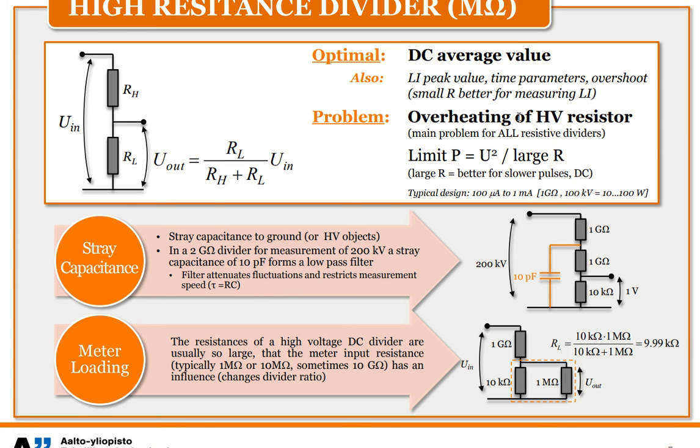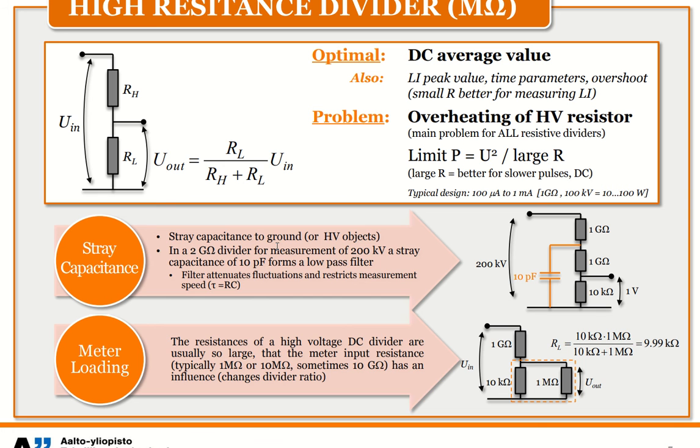According to the previous one, a large R1 is better for slower pulses. So you still remember the impulse generator, which is for the lightning pulse. So here the value of R is better when larger, so the larger R is better for the slower pulse. Okay, so the stray capacitance.